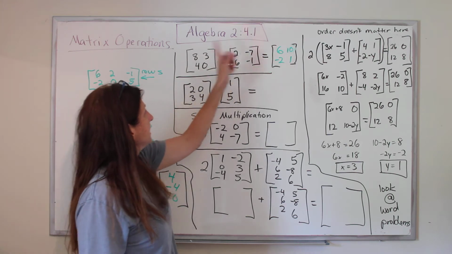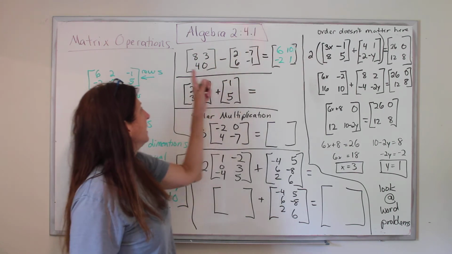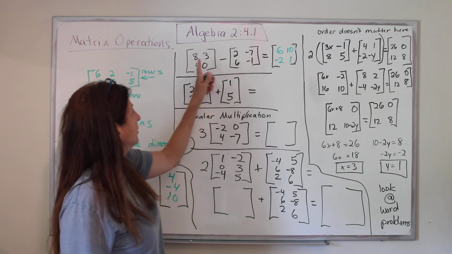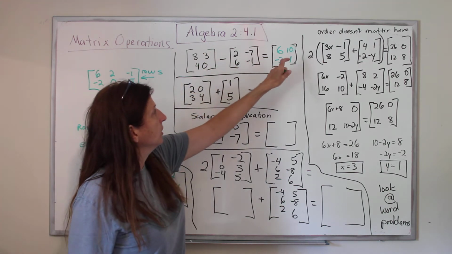8 minus 2 is 6. 3 plus 7 is 10. 4 minus 6 is negative 2. And 0 plus 1 is 1.